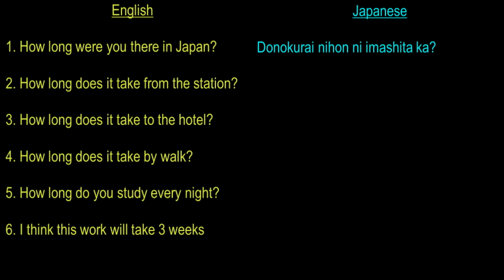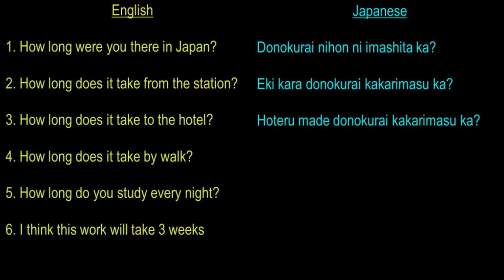Let us go to the second sentence. Railway station is eki, from is kara, and how long is donokurai? So the translation will be Eki kara donokurai kakarimasu ka? Let us go to the third sentence. Hotel is hoteru and until or to is made. So the translation will be Hoteru made donokurai kakarimasu ka?